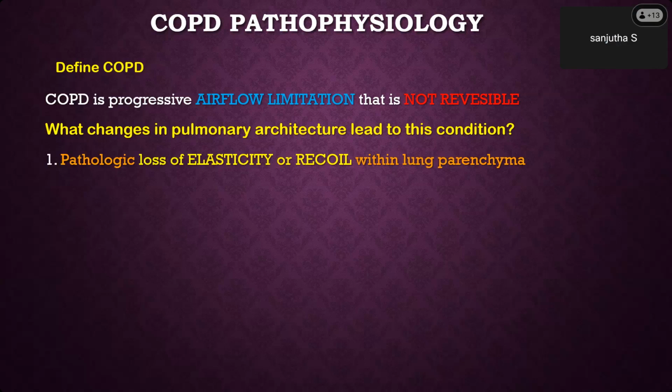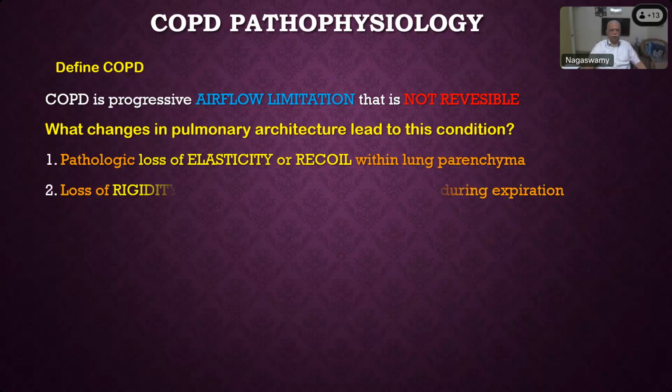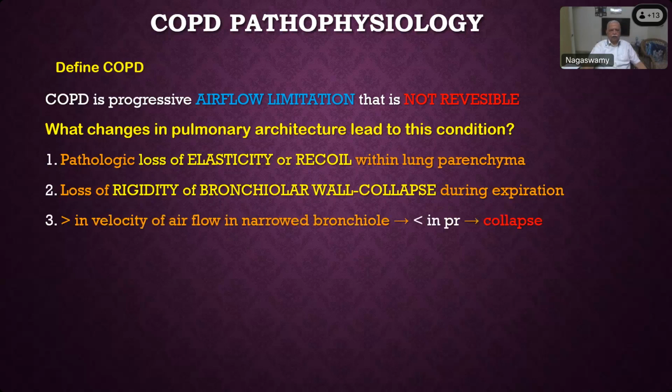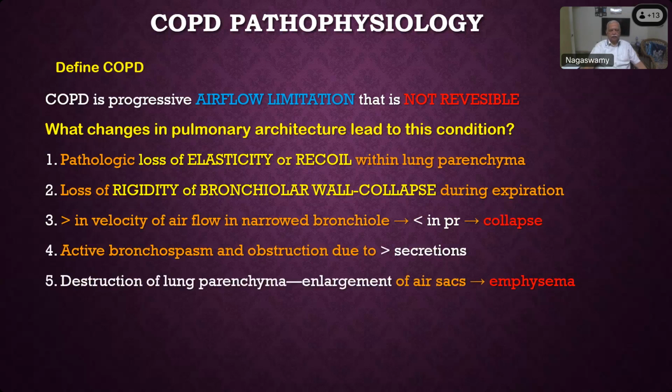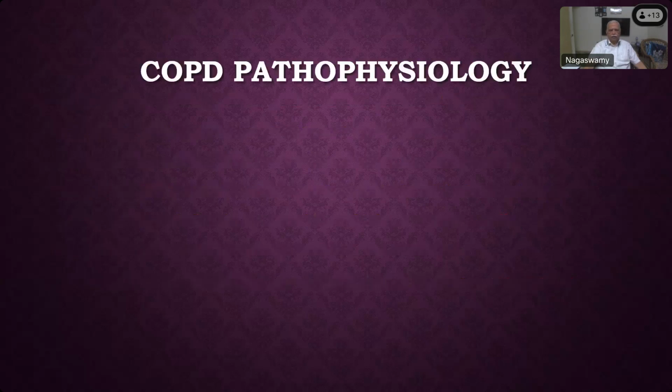Pathologic loss of elasticity or recoil first within the lung parenchyma. That is number one. Loss of rigidity of the bronchial wall and collapse during expiration, and increase in velocity of airflow in the narrowed bronchiole, causing a decrease in pressure and collapse, and active bronchospasm and obstruction by secretions, destruction of lung parenchyma, enlargement of the air sacs, and emphysema. So these are all the changes which lead to that.